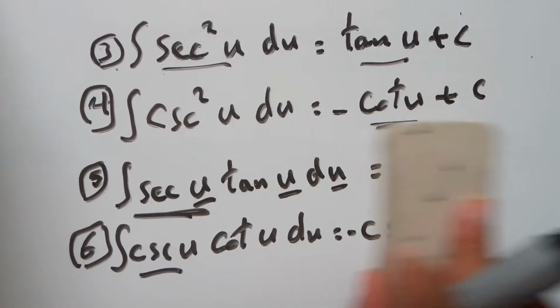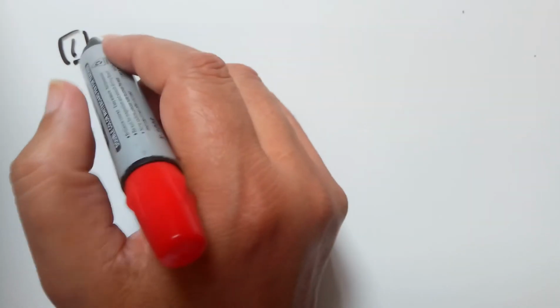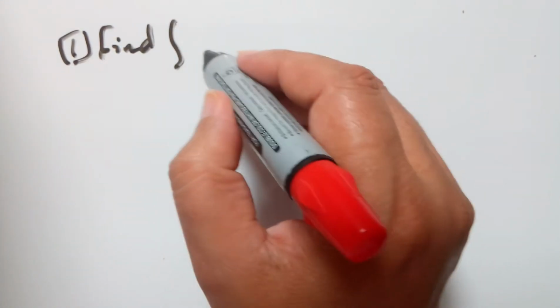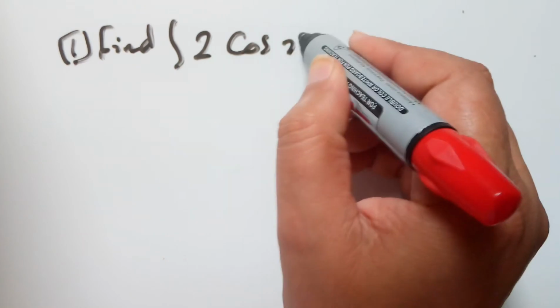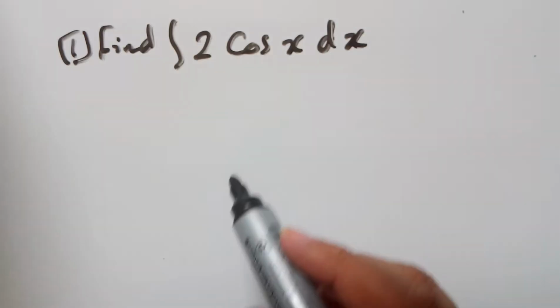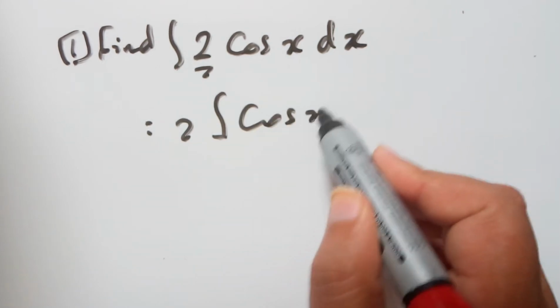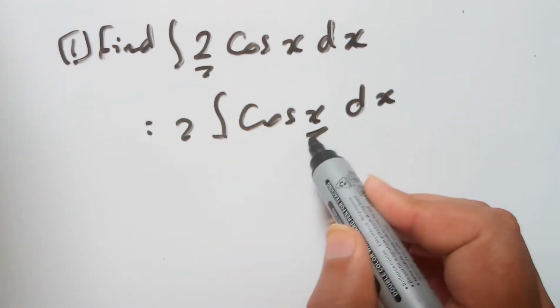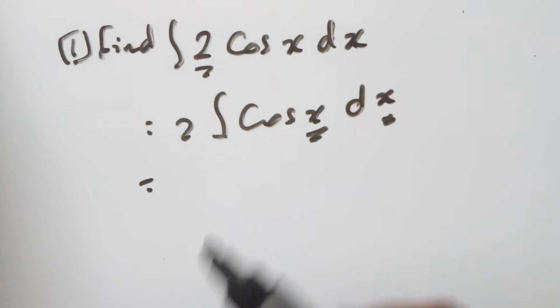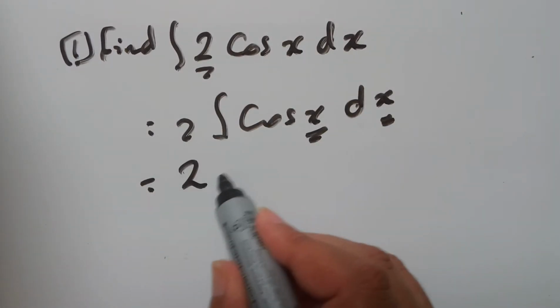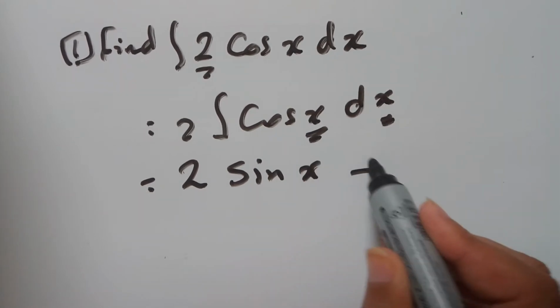For examples, how to apply these rules. Example 1. Find the integral of 2 cosine x dx. 2 is a constant, we can take it out. Then we have the integral of cosine x dx. Here x is like x, then you can apply the rule. The integral of cosine is sine. Then it will be 2 sine x plus c.